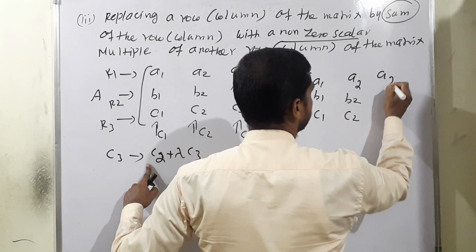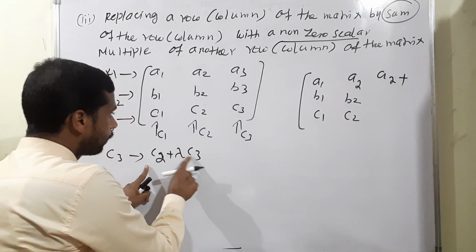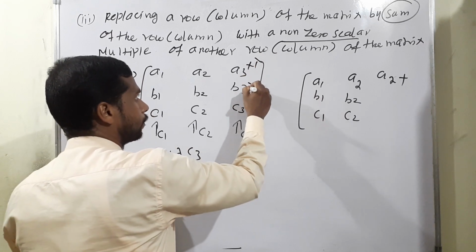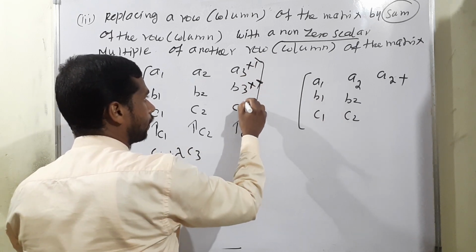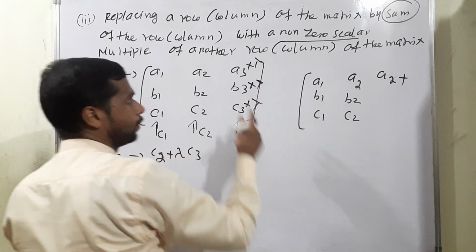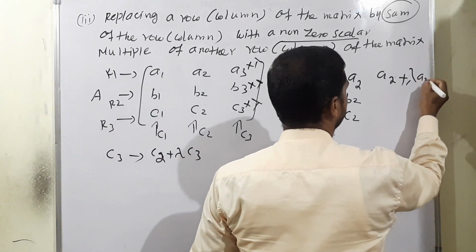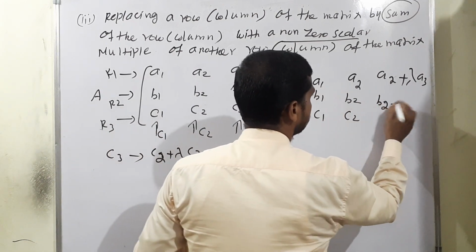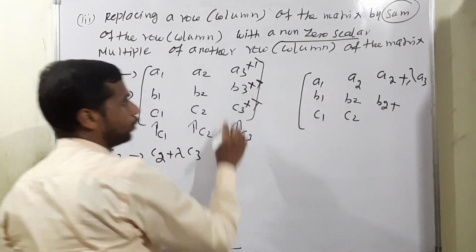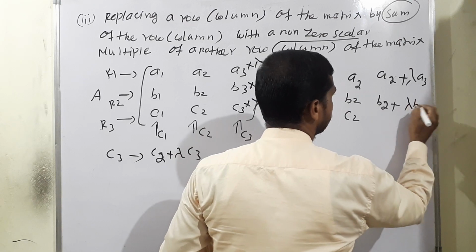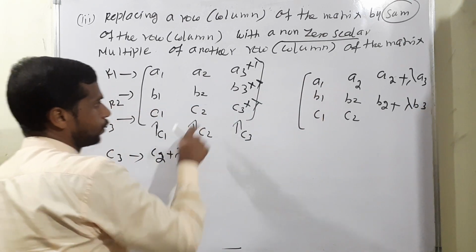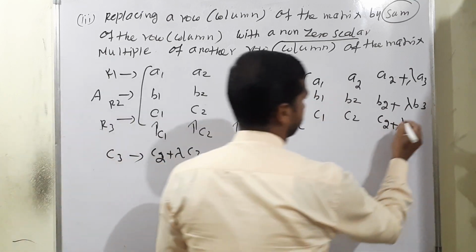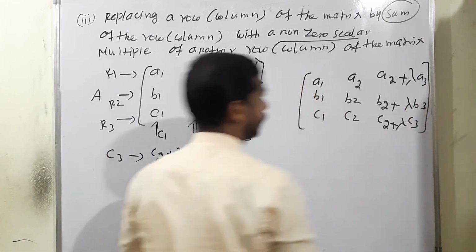But for the new C3, C2 plus, what is the value of C2? A2, plus again lambda into C3. Therefore, each and every element you have to multiply by lambda. Here also into lambda, here also into lambda. Therefore lambda into A3. Next, B2 plus lambda into B3. Then C2 plus lambda into C3. This is the way.